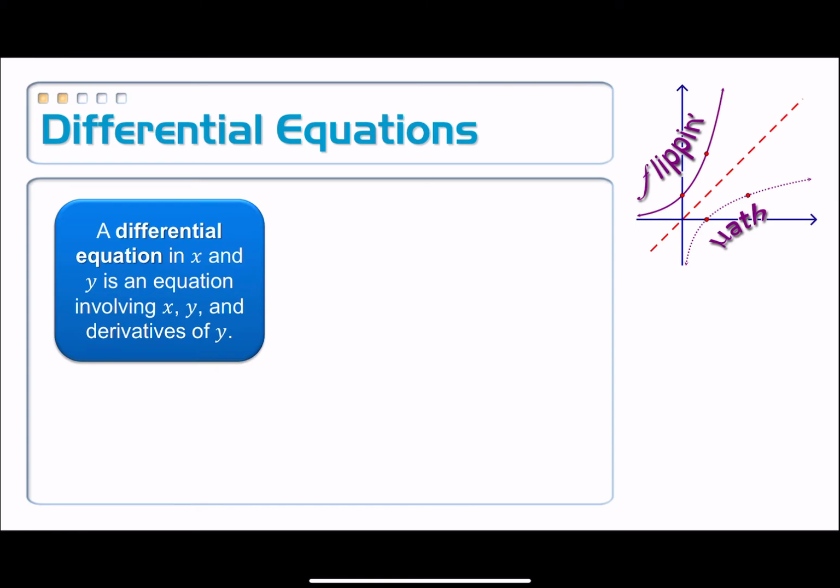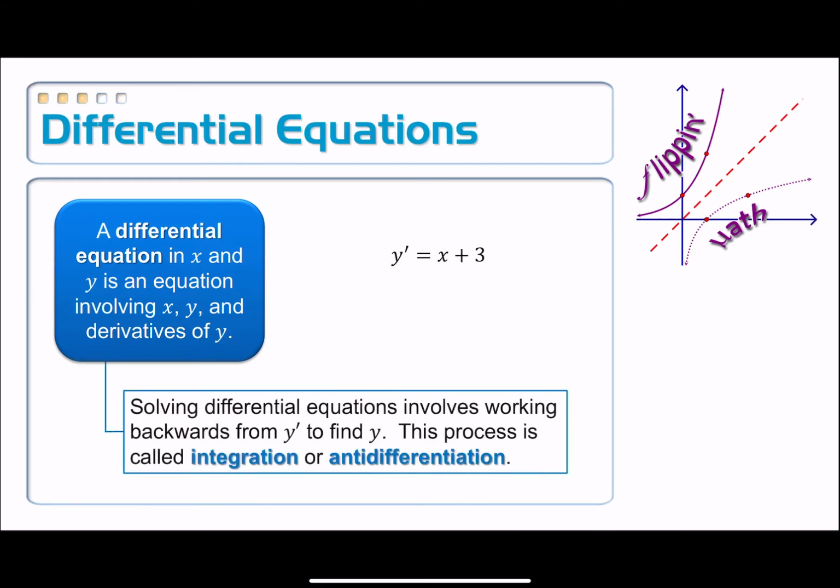So a differential equation in x and y is an equation that involves x's, y's, and then derivatives of y's. And we've seen some very simple ones like this one, y prime is equal to x plus 3. And if I wanted to work that thing backwards to get y, that's this act of solving a differential equation to get y. What's the original equation? That is integration, indefinite integration anyway, or anti-differentiation, right?